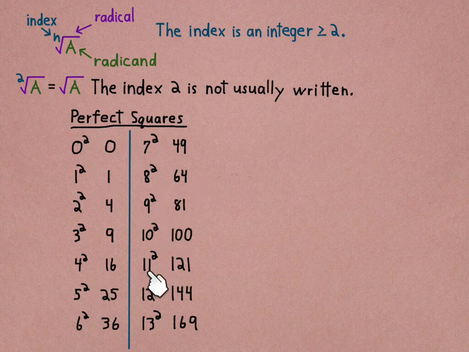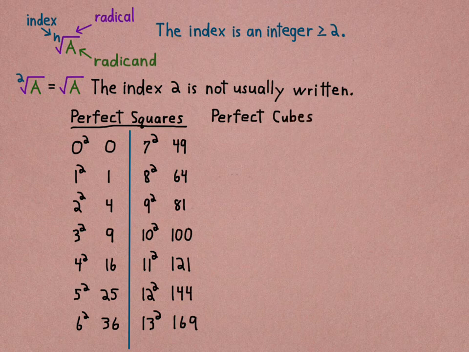So you get the square root of 121 is 11. Square root of 144 is 12. Square root of 169 is 13. That's why you need to have these memorized, because you're going from right to left when you're doing the square root. Square root of 81 is 9, etc.